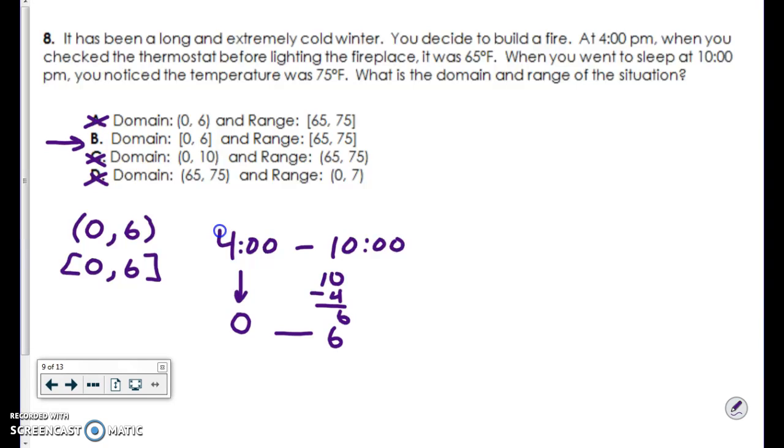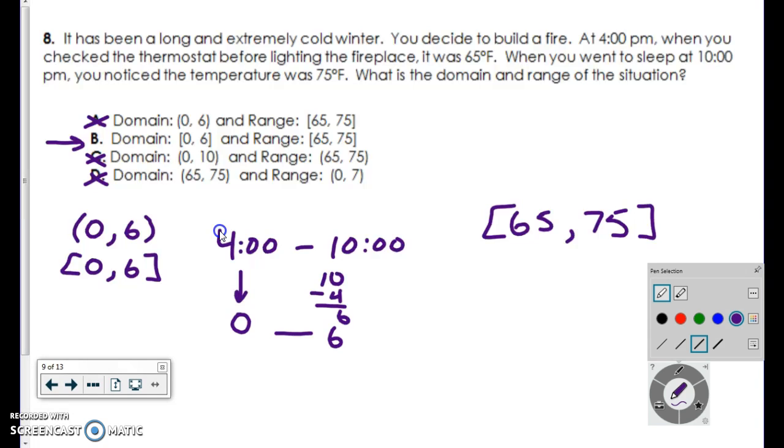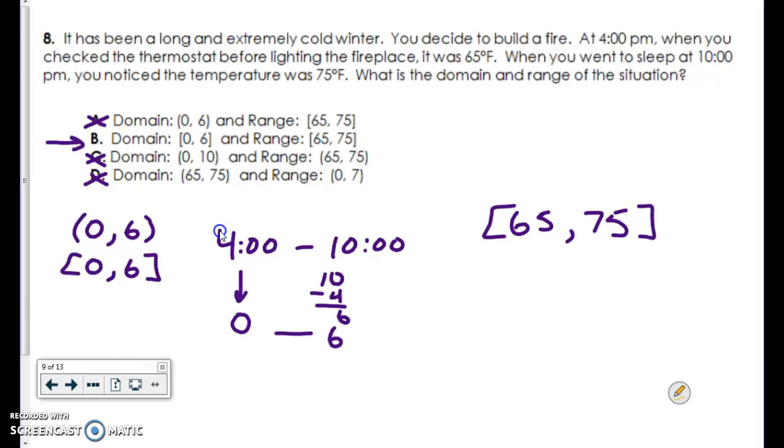To verify, our range here is in temperature. It starts at 65 degrees, that's the low end. It goes up to 75 degrees at 10 o'clock when we go to bed. And it does include both of those temperatures. So after verification, we can see that the correct answer here is B.